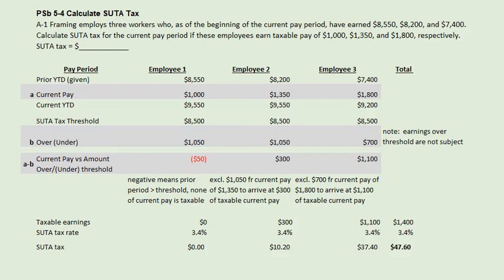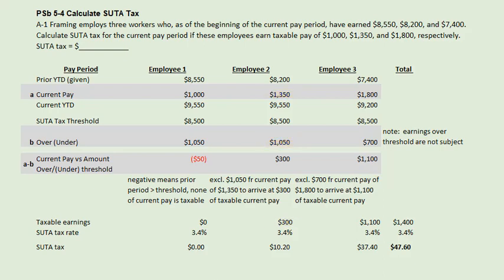Now for employee 2, who has current year-to-date earnings of $9,550, and that is $1,050 over the threshold of $8,500. So we want to exclude $1,050 from the current pay of $1,350 because $1,050 is not subject to SUTA tax. When we exclude $1,050 from the current pay of $1,350, we arrive at taxable earnings of $300.